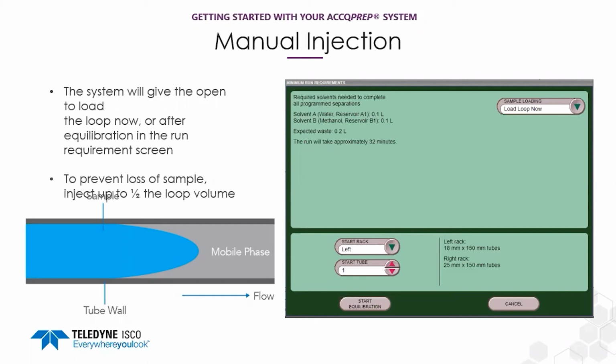Note the run requirement screen. It tells you how much of each solvent that you need. The active solvent management will stop the pumps if the solvent level is low before you run out of solvent. Likewise, active waste management prevents spills. This run requirement screen is available for all injection options.